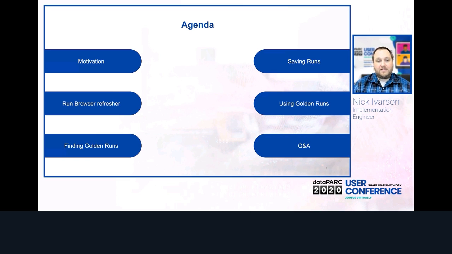And then next, we'll get into saving golden runs. Once you've found a golden run that you like, how do you save it into ParkView? And then we'll get into using golden runs. This will be all the baked-in things that you can do with a golden run, but then also some of the custom tools that we've made. And then we'll end with a little Q&A.